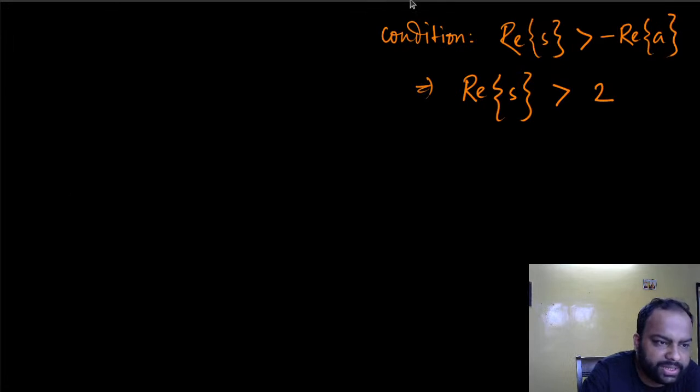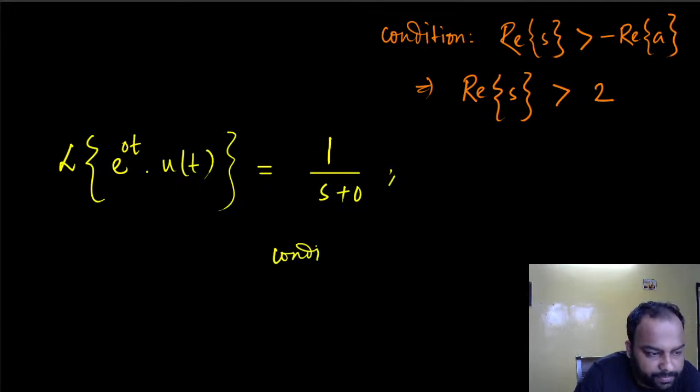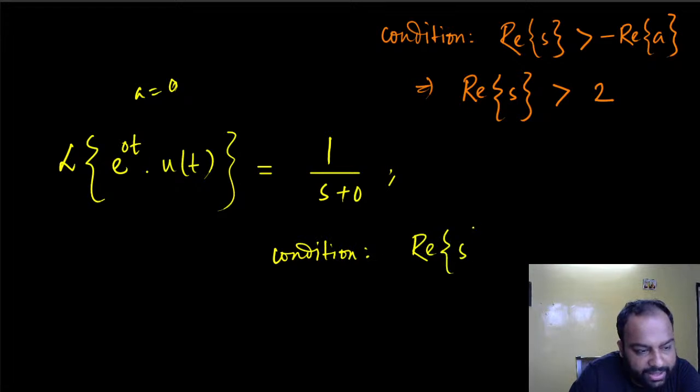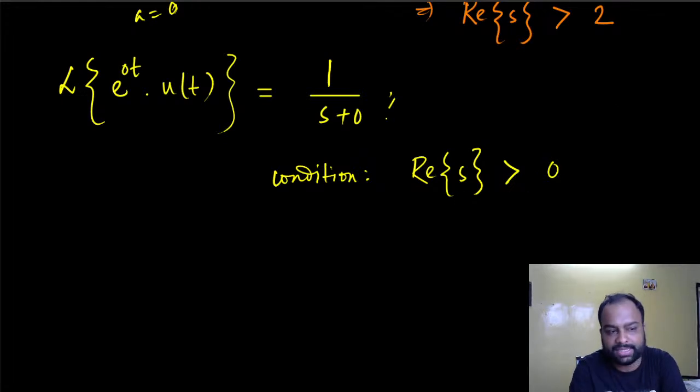Subsequently, you can just use it as a corollary. What is the Laplace transform of e to the power 0t into ut? So the Laplace transform of just ut is going to be 1 by s plus 0, of course. Here A is equal to 0, and the condition would be real part of s should be greater than minus real part of A, but since A is 0, this is 0. Again, this is something we proved.